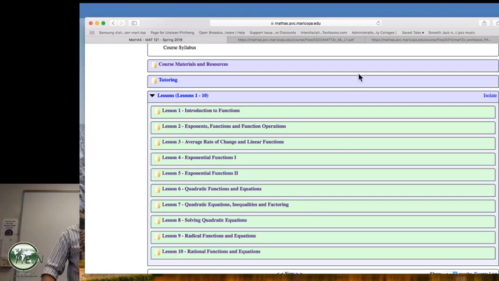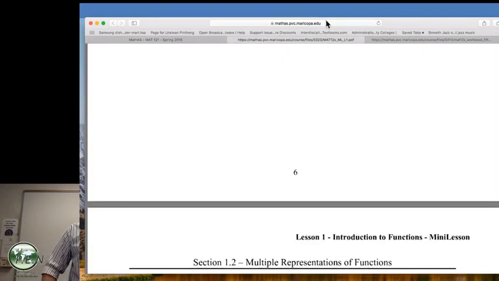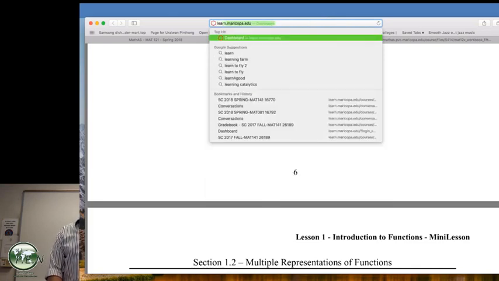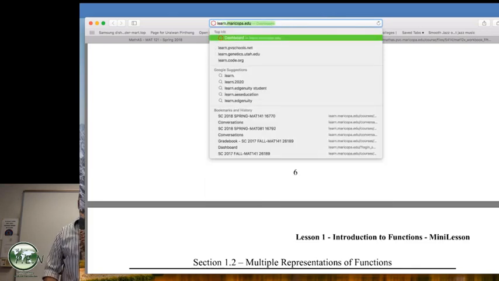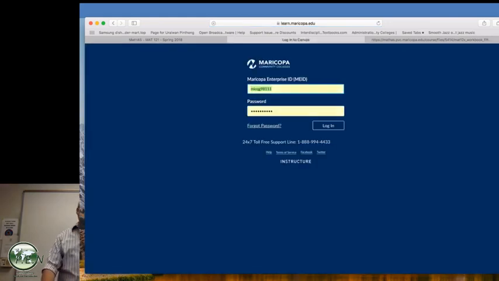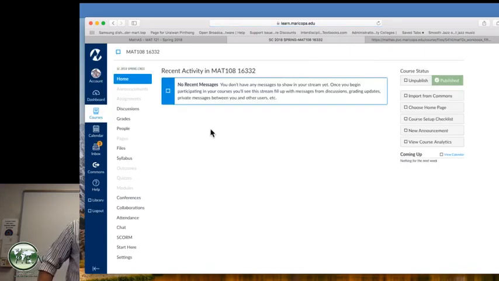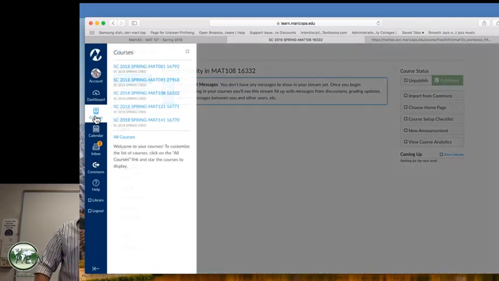So have we been in Canvas yet? In class, you probably have been. Let's go take a look. learn.maricopa.edu. I'll just highlight a few things that we're going to walk around with, and then we'll do about 30 to 40 minutes of extra credit type work. That's not the right course for 121.